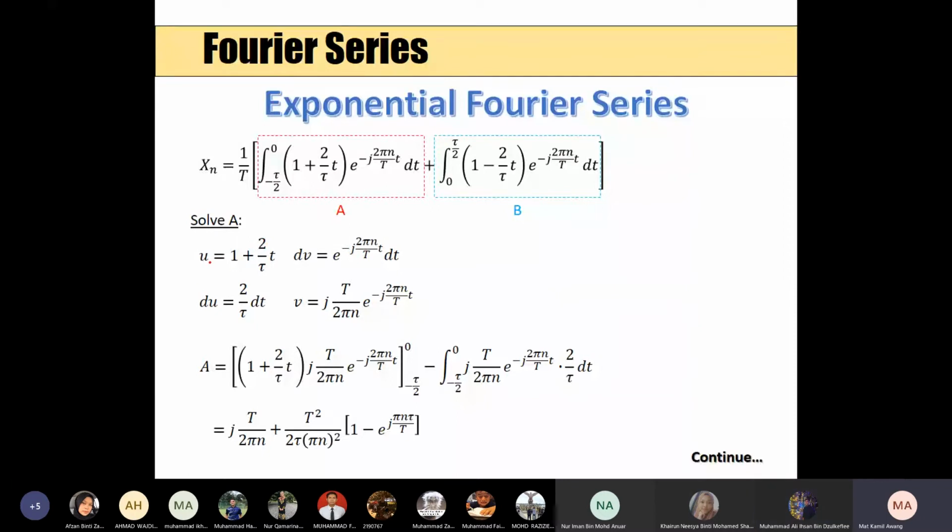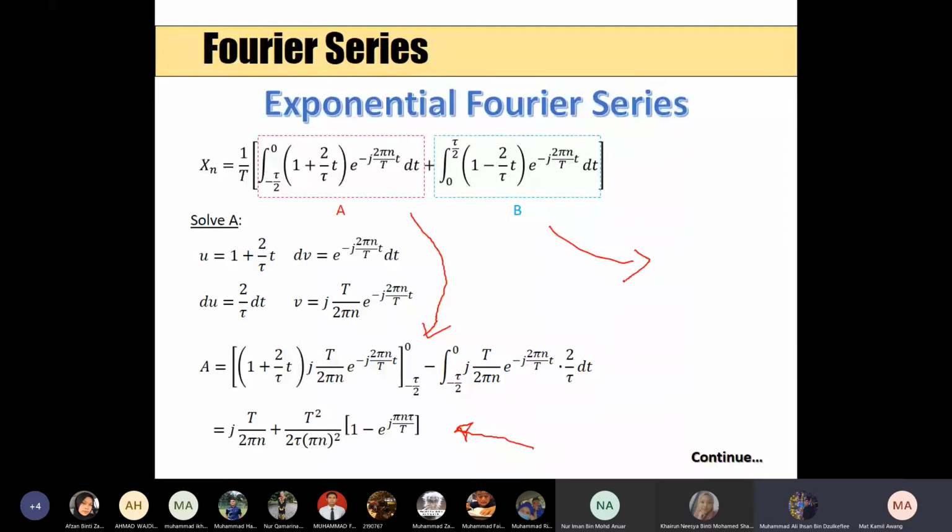To use variable substitution, you assign u as 1 plus 2 over tau t. So du is equal to 2 over tau dt, and v is equal to j capital T over 2 pi n, e to the minus j 2 pi n t over capital T. So you use the substitution, and you do the integration, so you get this part. I'm not going to go through the integration with you. This one you should study on your own. So you have to make sure that you do revision on your calculus. Right? Okay, sir. Okay. So this part is solved.